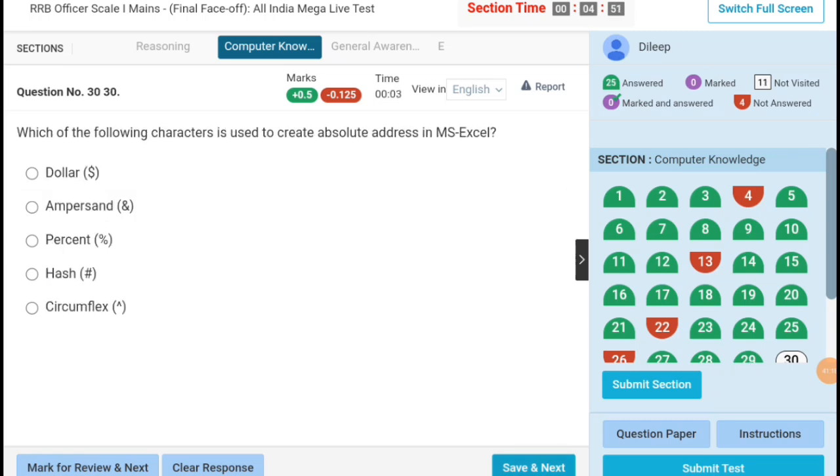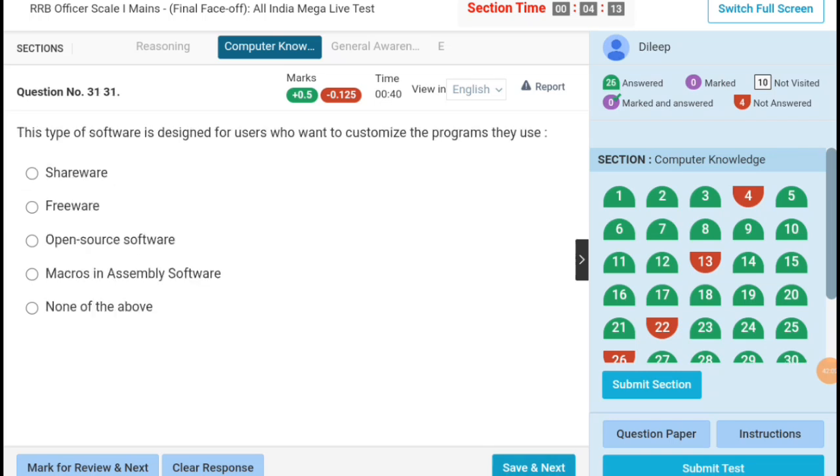Which of the following characters is used to create absolute address in MS Excel? I think it is ampersand. I have doubt on ampersand and the dollar sign.